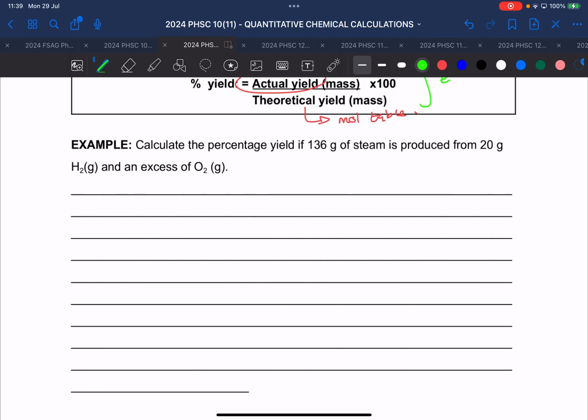Asina, what are you going to do? What's the first thing you're going to do? What is the first thing you are going to do? Write an equation. Not a formula, equation. With the help of formulas, you write the equation.